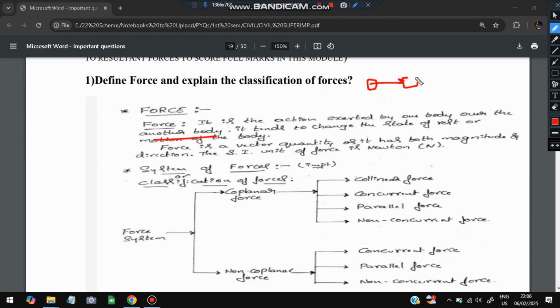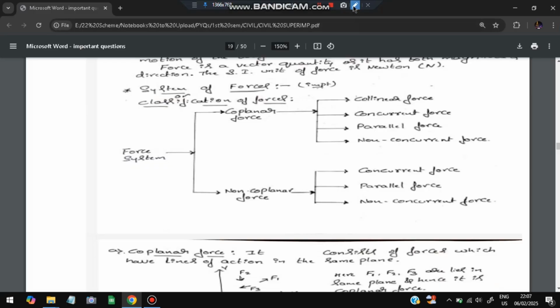The action is called the force. It tends to change the state of the body from rest to motion. It is a vector quantity and it has both magnitude and direction. The SI unit for force is Newton. So the system of forces, the different types of forces, is also an important concept.